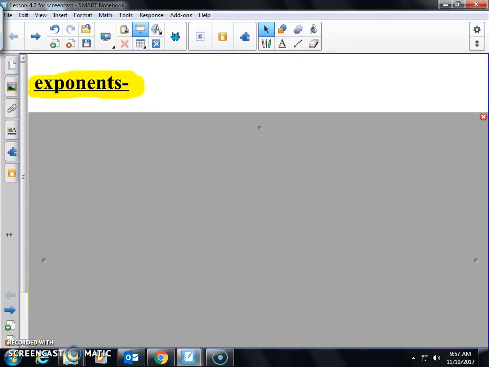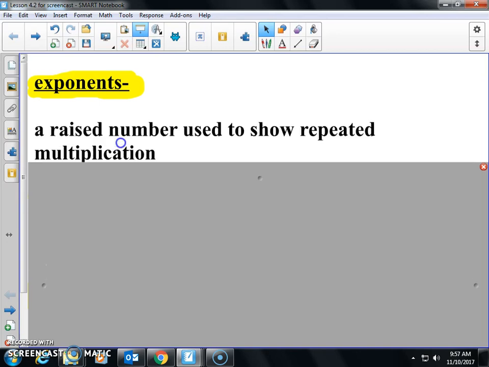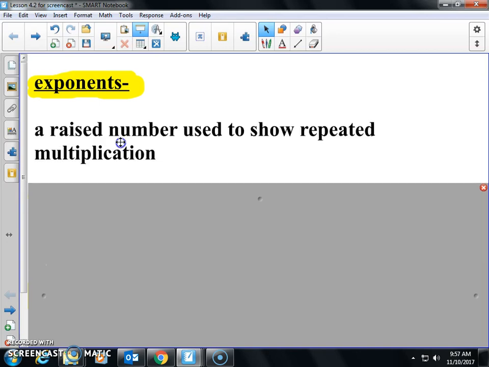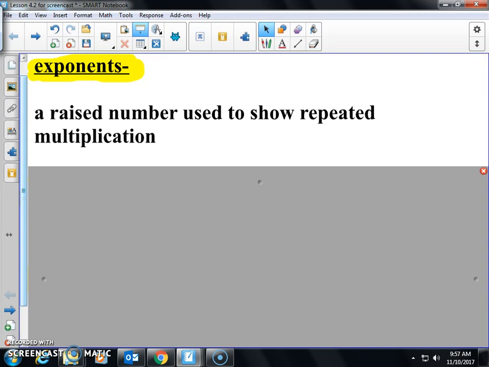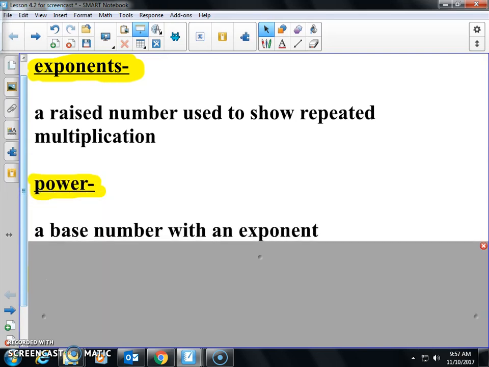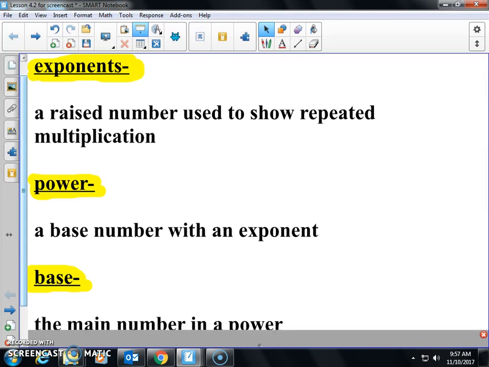So today we're going to work with exponents, and we just need to make sure we know what exponents are and what the parts of exponents are. So exponents are a raised number that are used to show repeated multiplication. When you see an exponent, it's like floating up high. And if I give you an example, it'll help out a little bit better.